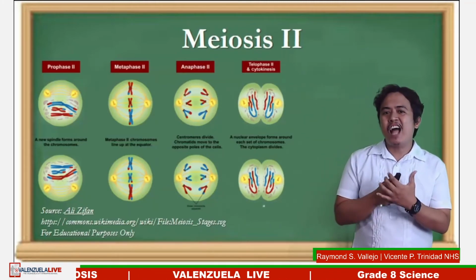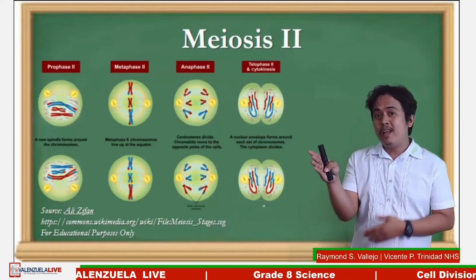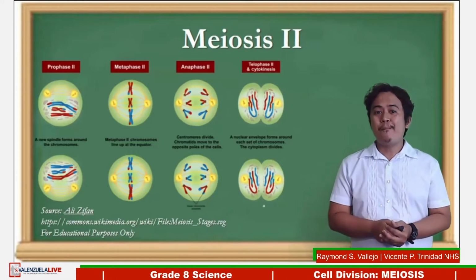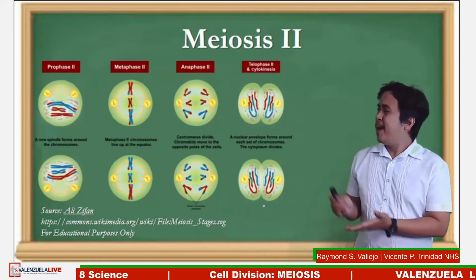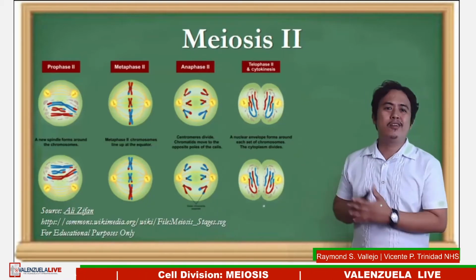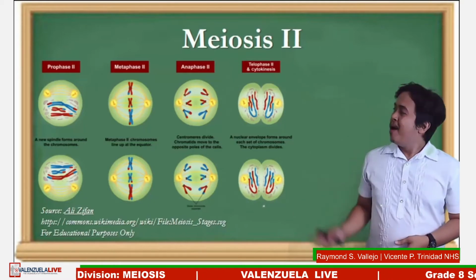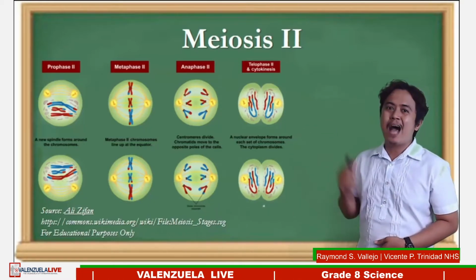Cell does not undergo interphase in transition from meiosis 1 to meiosis 2, thus retaining the haploid chromosome number. Meiosis 2 is a much simpler stage than meiosis 1. We can say that meiosis 2 is like mitosis but for haploid cells.